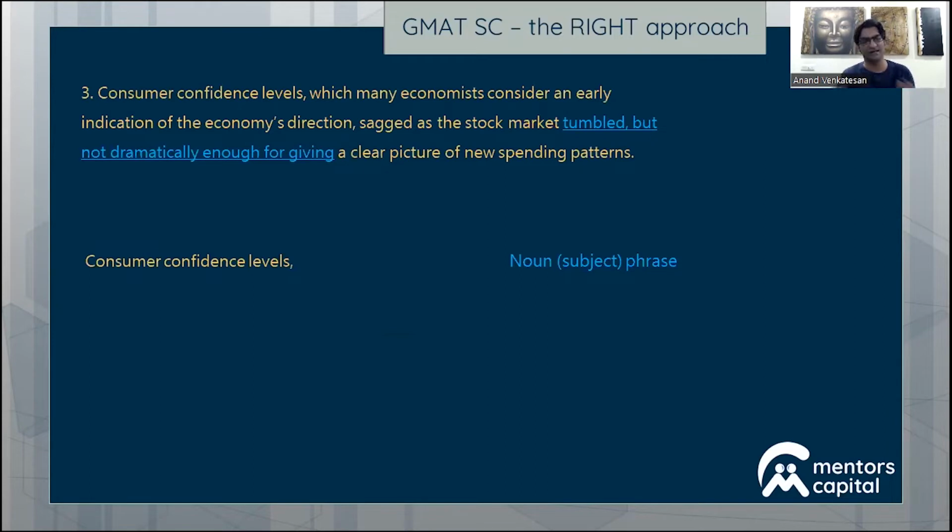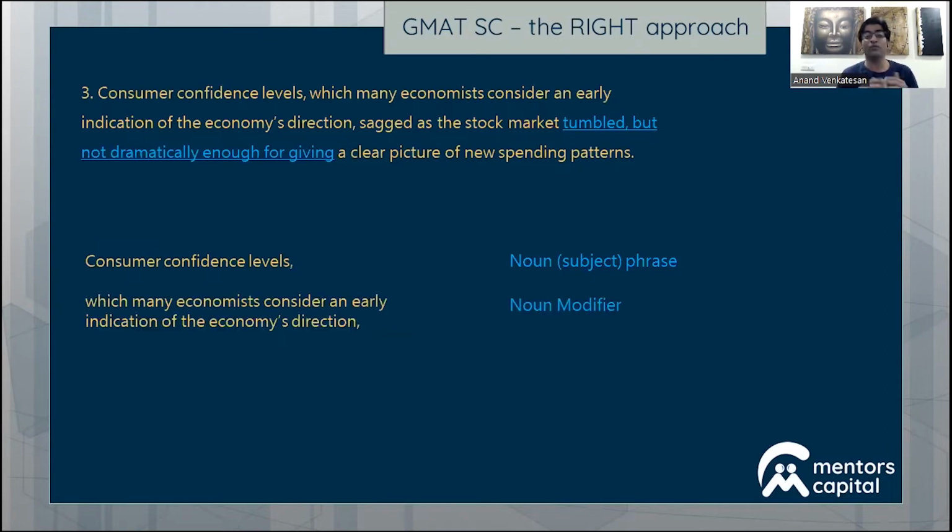So consumer confidence levels, an entire phrase, acts as a noun, which many economists consider an early indication of an economy's direction, right? Since it begins with the relative phrase which refers back to the noun before it, and in fact this entire phrase is enclosed within commas, it's a big hint that it's probably a modifier, and it indeed is so. It describes the confidence levels of consumers. So it's a modifier, and I know that when I encounter a modifier and I'm trying to identify structure and meaning, I can quickly remove it. It doesn't really affect the overall sentence and its meaning, so I can remove it and move on.